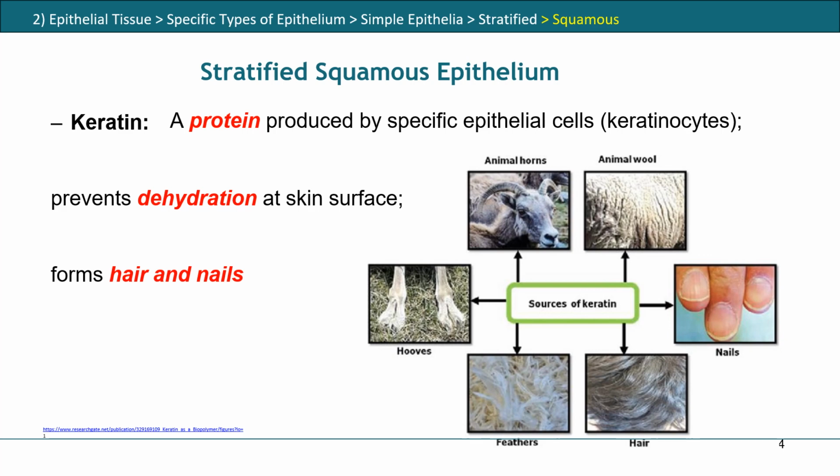This protein that is so important to work as a protective barrier is not only found in the skin, as I have told you. And remember, in the skin it prevents dehydration at the skin surface, but it's also found in the nails, and in humans it's also found in the hair. During evolution, it has been used multiple times in feathers, in animal wool, and also hooves, and animal horns have a lot of keratin. Okay, so keratin is an important protein that has multiple uses, and is generally related to a shield, a protective layer.